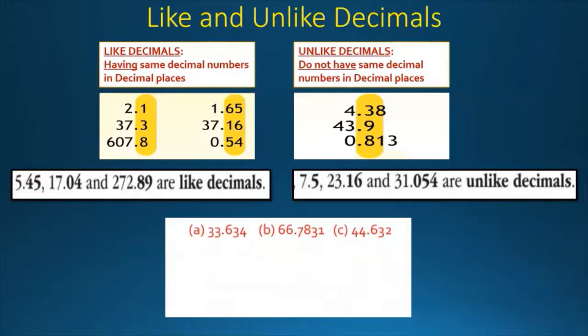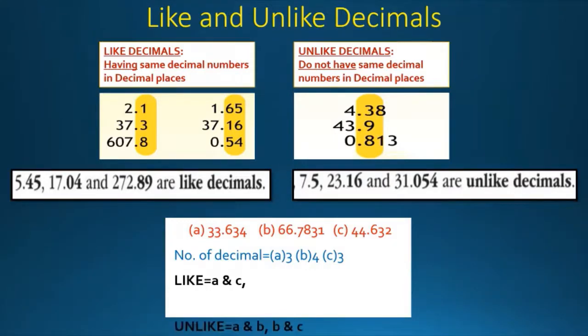Now let's take 3 examples. The number of decimal places in A, which is 33.634, is 3. In B, which is 66.7831, the number of decimal places is 4. And in C, which is 44.632, there are 3 decimal places. So the like decimals in these 3 examples are A and C, as they both have 3 decimal places. And the unlike are A and B, and B and C, because A has 3 and B has 4, B has 4 and C has 3.